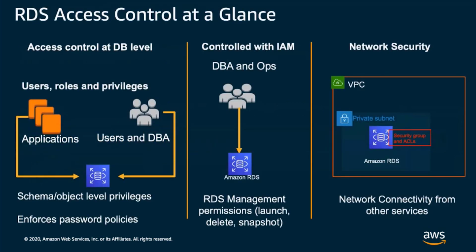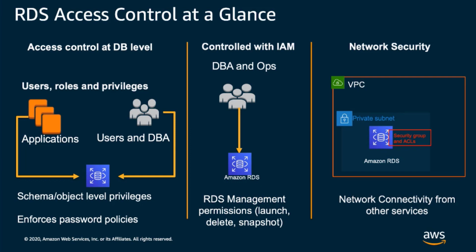Yes, security at AWS will be our top priority. So in RDS, we have a few access controls for who can access the databases and what kind of permissions they have, right? Let's talk about the first one, access control at the DB level. Whenever I created an RDS instance, I created a master user that has admin-level permissions. That is the highest privileged user you have. And then using that user, you can create users, roles, and privileges.